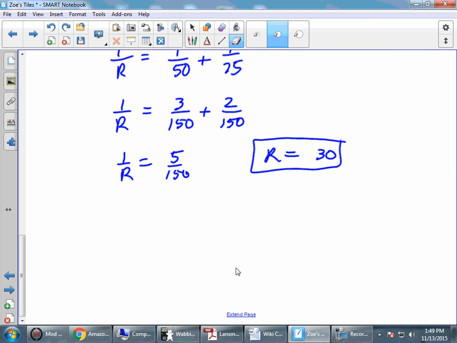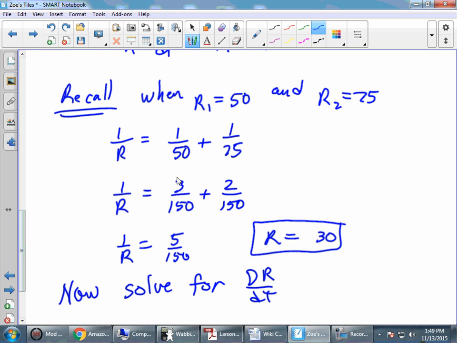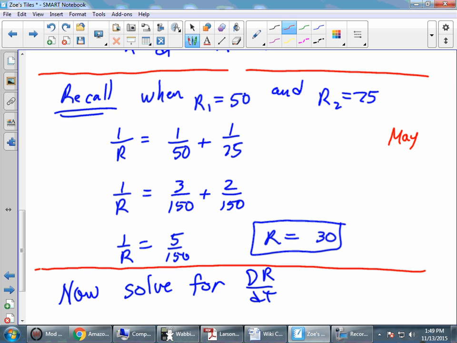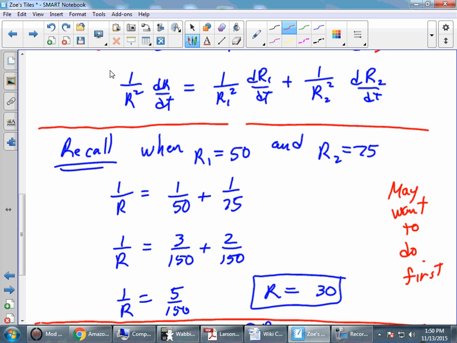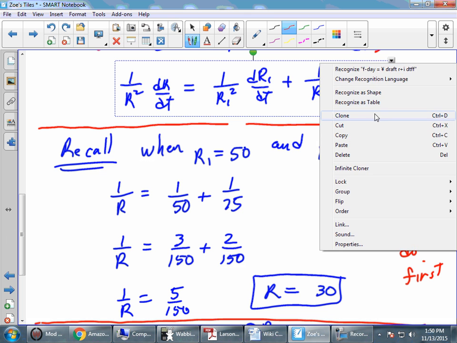Okay. Now solve for dr dt. This is kind of a crappy order. I apologize. I could have done that better. This part right here, I probably should have done it first. But that's fine. I'll just say may want to do first. It doesn't hurt anything, but it's just not as clean. Okay, so what did we end up with down here? That mess. Okay, so let's clone this and bring it down.